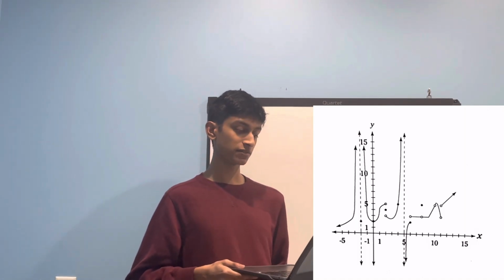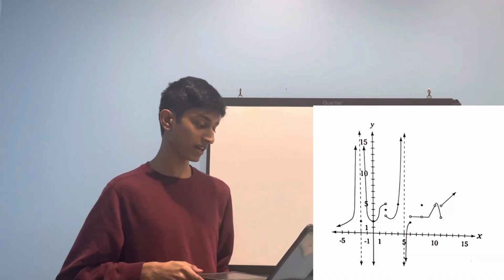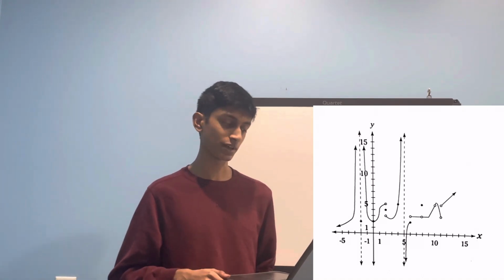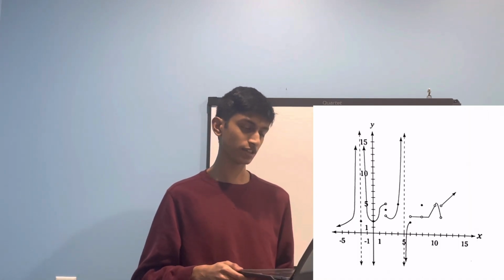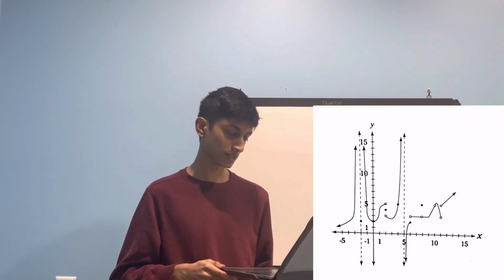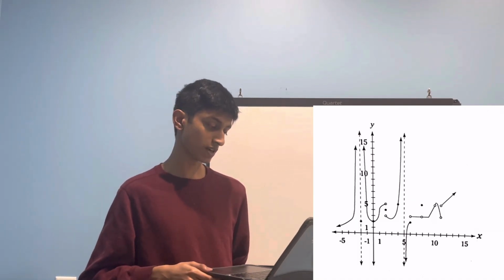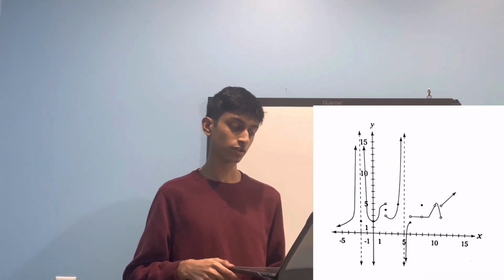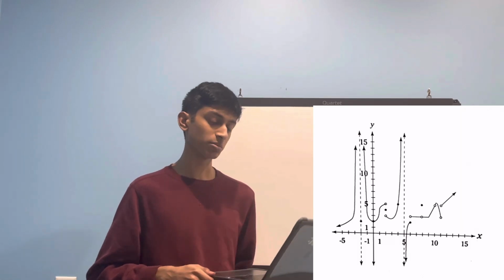At x equals 5, there's another infinite discontinuity. That's because the left limit increases without bounds and the right limit decreases without bounds. So the left and the right limits will not be the same. At x equals 6, there's another jump discontinuity. At x equals 8, there's a hole, a removable discontinuity. At x equals 10, there's another removable discontinuity, which is a hole. And at x equals 11, there's a jump discontinuity.